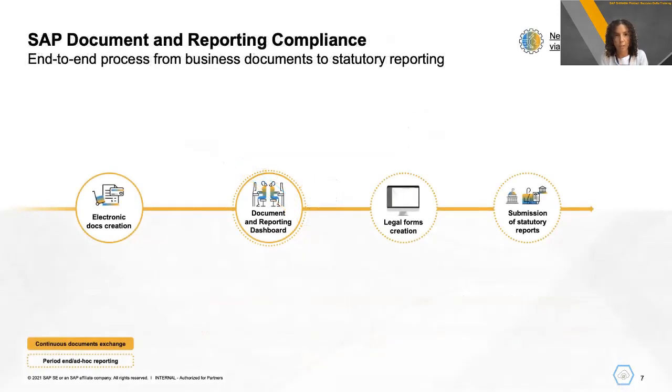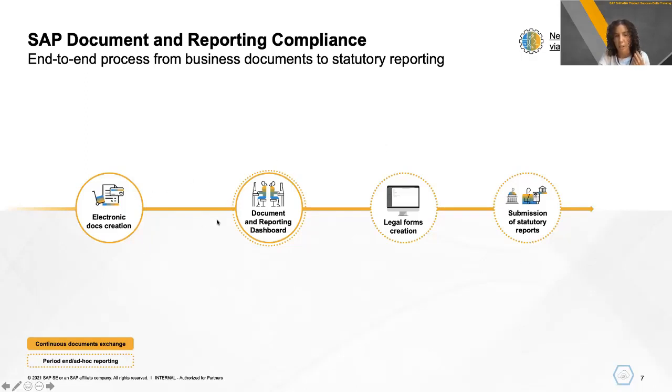I'll just give you an overview of what I'm going to show in the demo, just to set a bit of context and to make sure we don't get lost in too many details in the demo, and then I'll jump into the system. So like I mentioned, document and reporting compliance for the first time support the end-to-end process. So there is no electronic business document and statutory reporting as standalone processes, but it does cover the end-to-end.